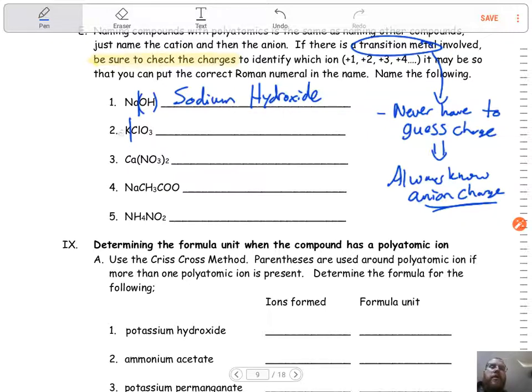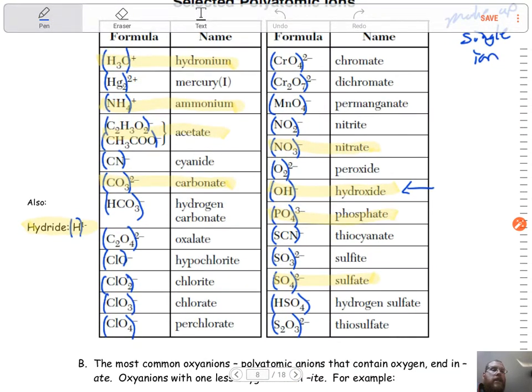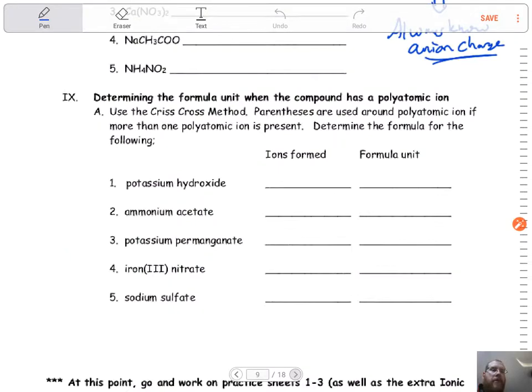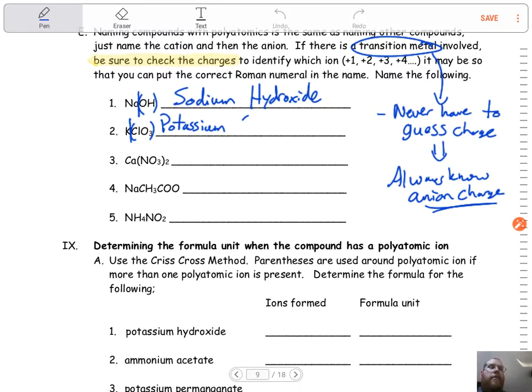The thing that comes first, again, is always my cation, K. Hopefully you should know what that is as well, but you can always look it up. Potassium. Now, everything else is part of my polyatomic ion, ClO3. So I'm going to go over here. I'm going to scan table E. I'm going to find that formula. Bam, right down here. That is chlorate. So now this compound is just going to be called potassium chlorate.